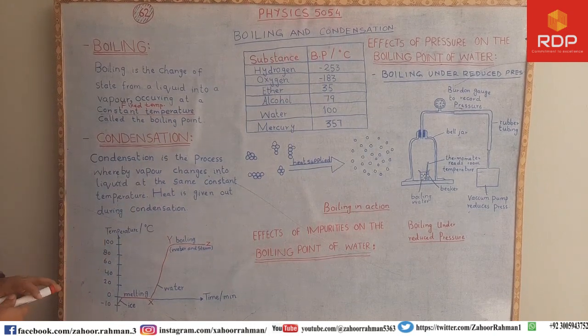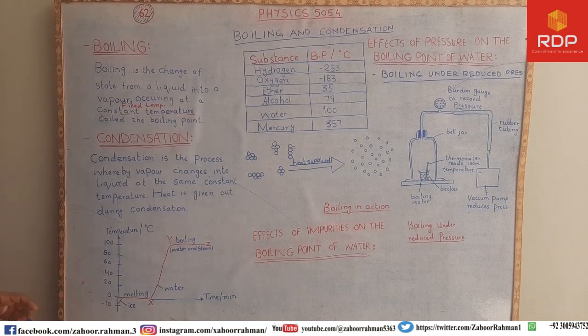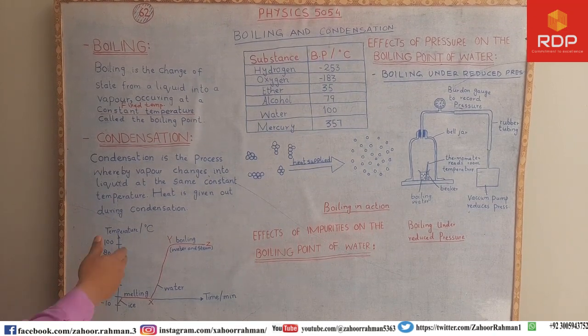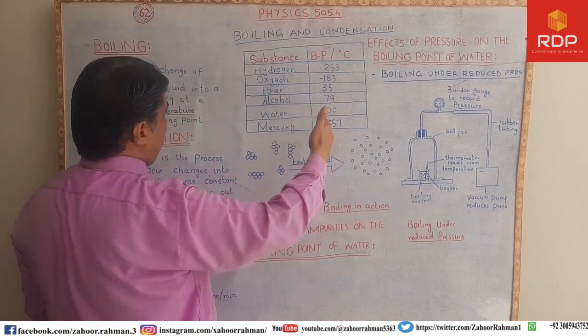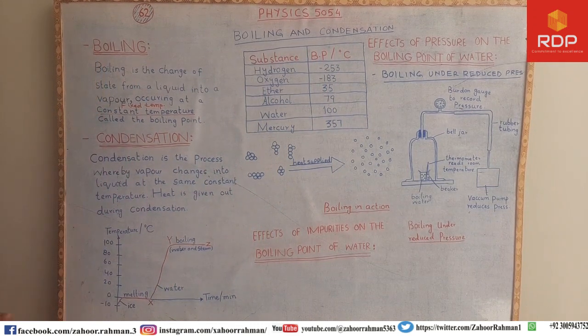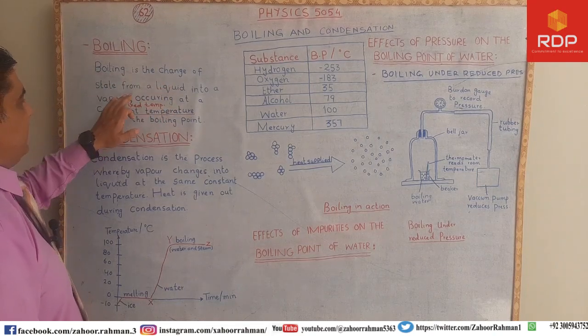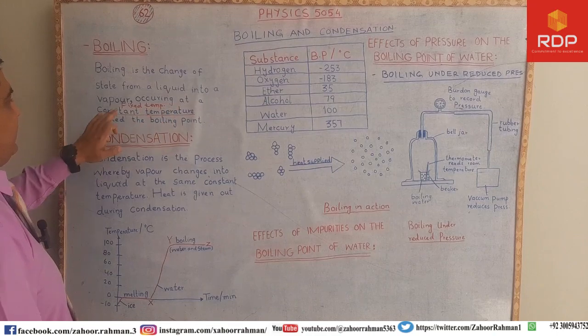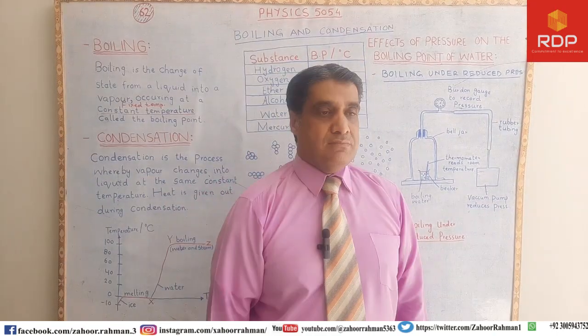So boiling point can occur. We are not talking about water in this particular definition, because it can be applied to many different substances and their boiling points are different. So we are generally defining this boiling point: boiling is the change of state from a liquid into vapor occurring at a constant temperature called the boiling point.